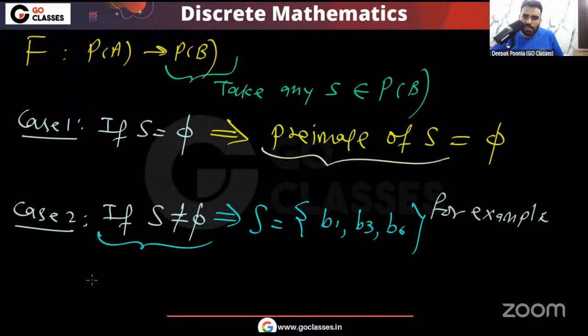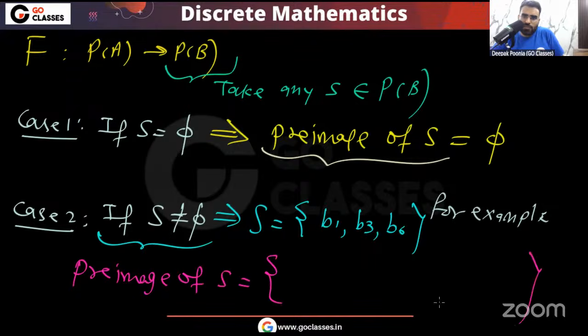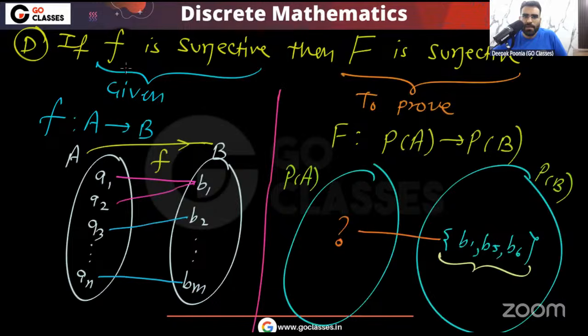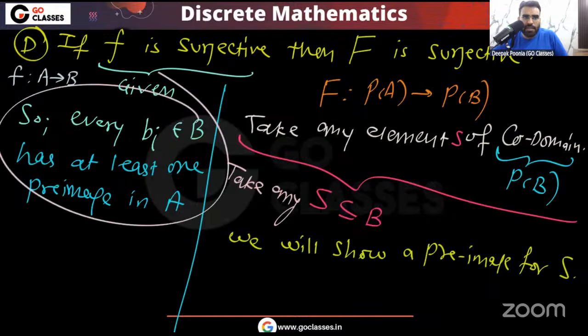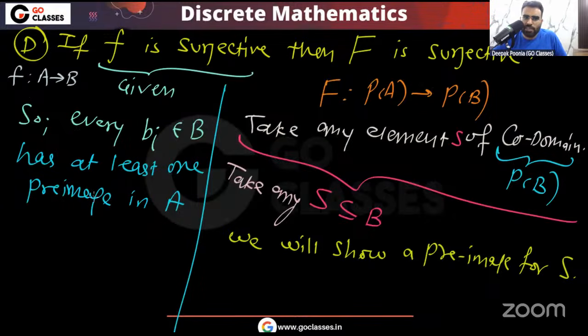Now what will be the pre-image of S? Let's see. That's very easy. You find the pre-image of B1. Is there a guarantee that B1 has a pre-image? Yes, there is a guarantee, because small f is surjective. So every Bi has a pre-image. This we have already seen.